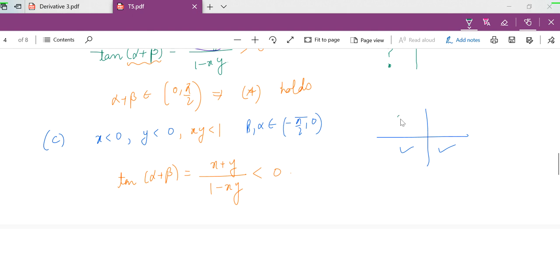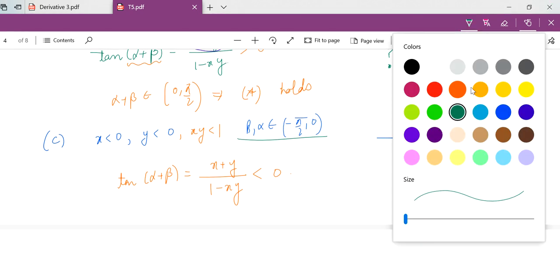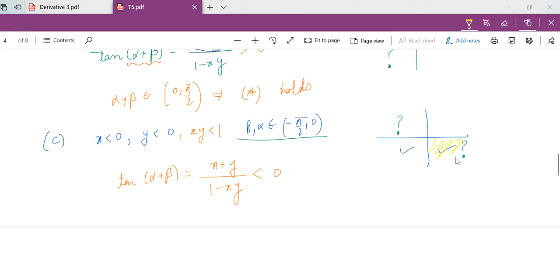That means either you are here or you are here, right? And who satisfies both of that? This fourth quadrant, isn't it? Here. That means you are in the fourth quadrant. Your alpha plus beta is in the fourth quadrant. So your alpha plus beta belongs to where? Negative pi by 2 to 0.